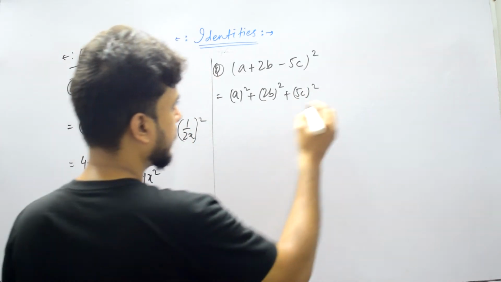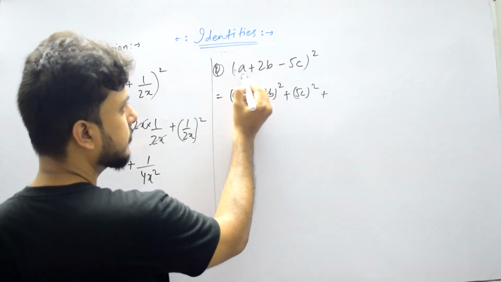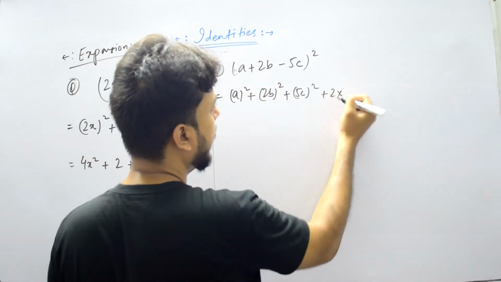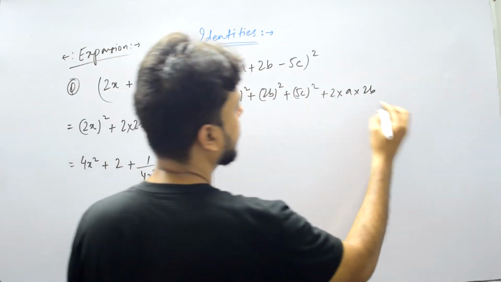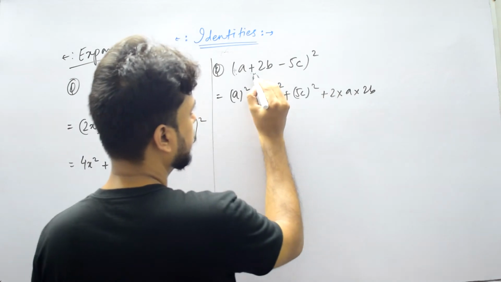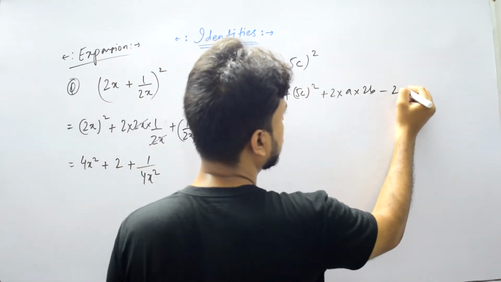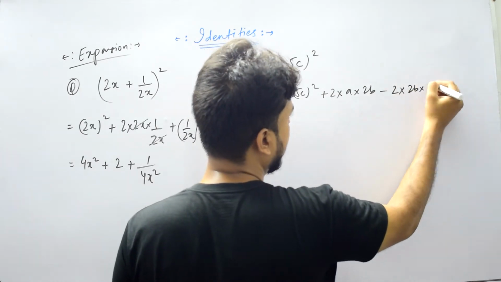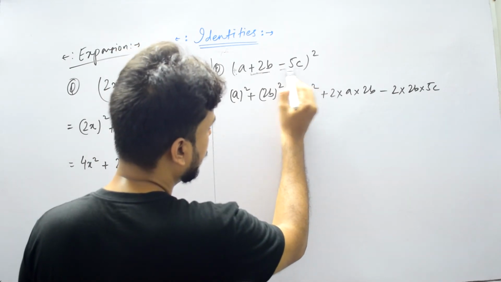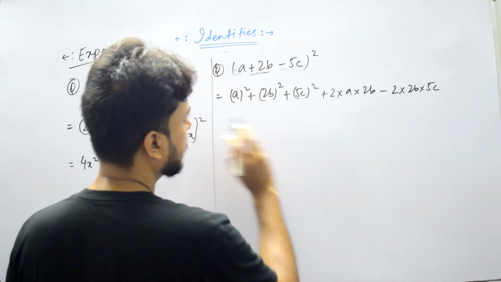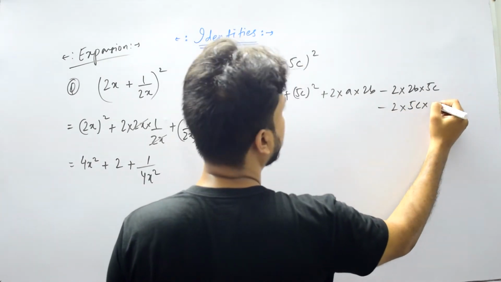Now plus, why plus? Because in front of A there is plus and in front of this 2B there is plus, so plus into plus will be plus. So 2AB, that is 2 into A into 2B. And then we have the next one. In front of 2B there is plus and in front of 5C there is minus, so plus into minus is minus 2 into 2B into 5C. And then there will be this CA: in front of 5C there is minus and in front of A there is plus, so plus into minus is minus 2 into 5C into A.